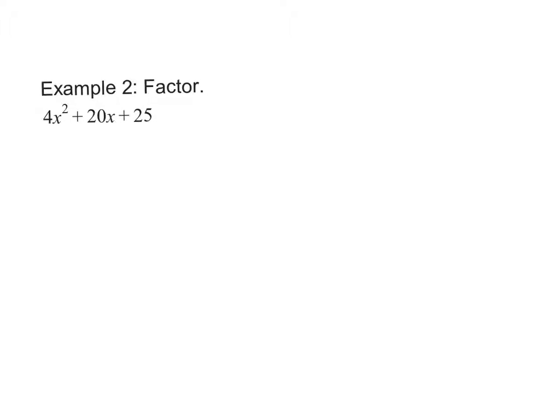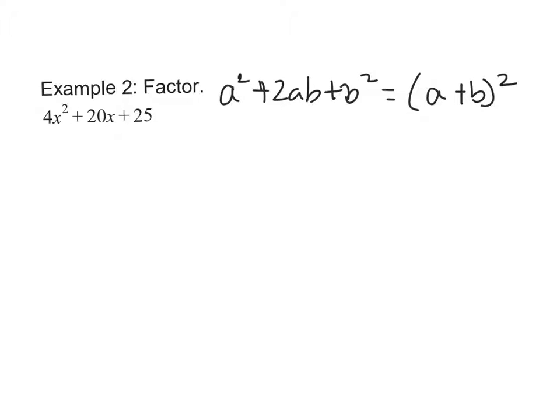All right, you ready? So this, I want to note, is this in the form a squared plus 2ab plus b squared? If it is, I can write the factors as a plus b squared, right? So let's see. My first term is 4x squared. Is that a perfect square? What's the square root of 4? 2. And the square root of x squared? Perfect. All right, so we got the first term.